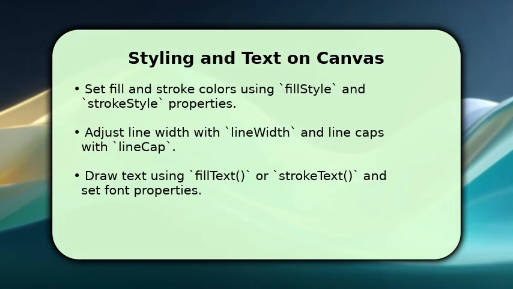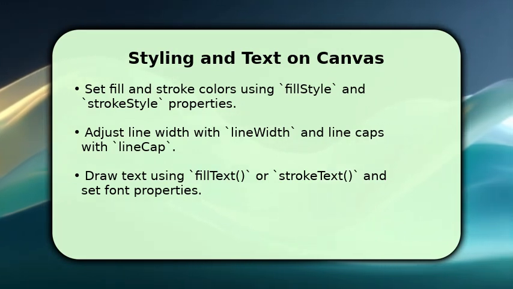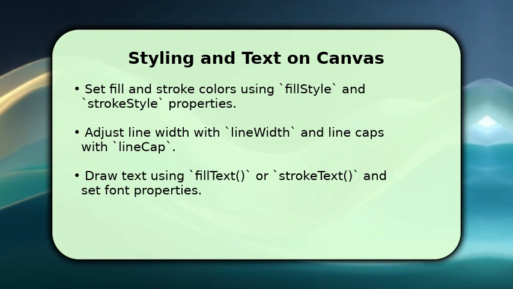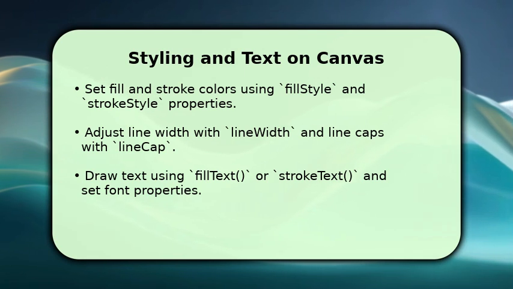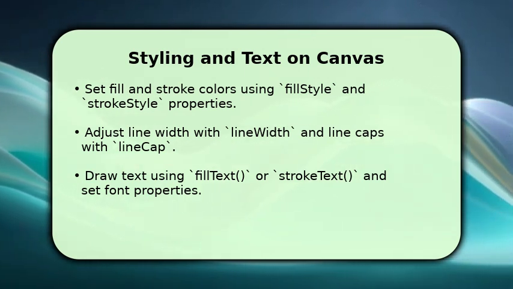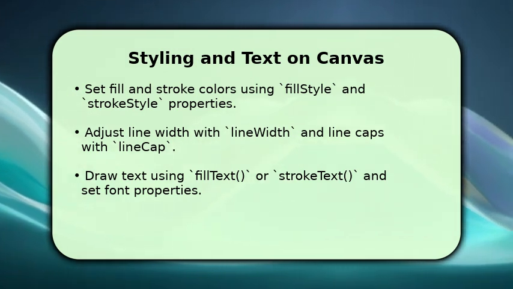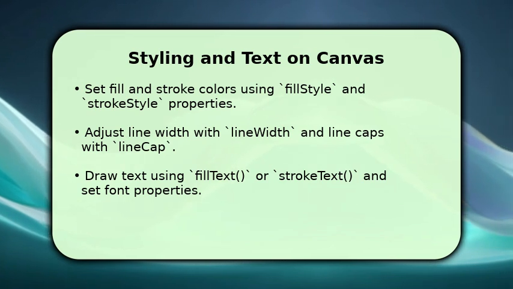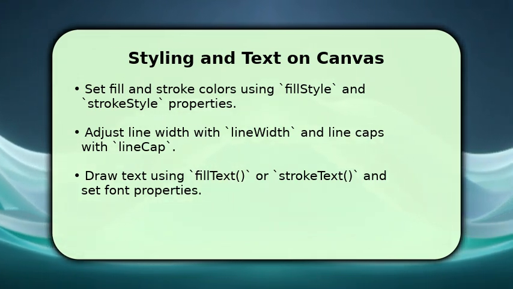Adding color and style to your canvas drawings makes them visually appealing. You can set the fillStyle and strokeStyle properties to any valid CSS color value before drawing. Adjusting lineWidth changes the thickness of your lines, and lineCap can modify the ends of lines. Furthermore, you can draw text by setting font properties like font and textAlign, then using fillText or strokeText to display your messages directly onto the canvas surface.